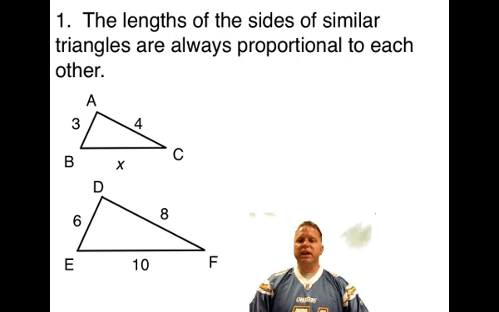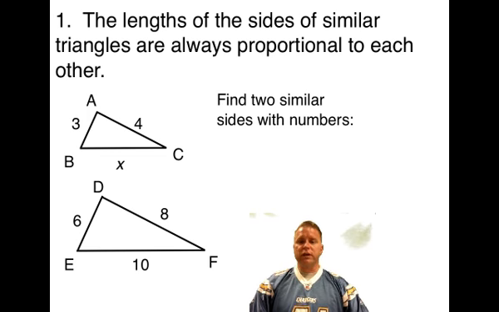The lengths of the sides of similar triangles are always proportional to each other, so we can set up proportions. First we need to find two similar sides with numbers. So let's go with side AB. What's going to match up with side AB? Hopefully you went with DE. So I'm going to put the little side over the bigger side.